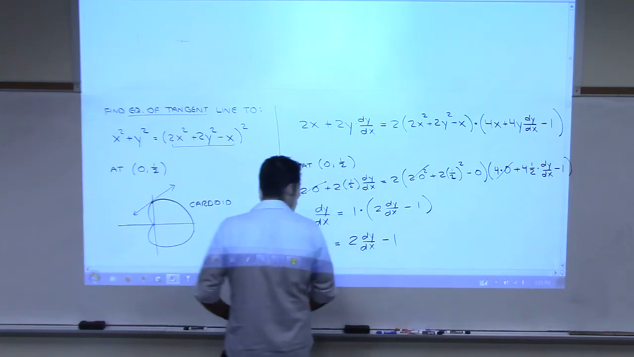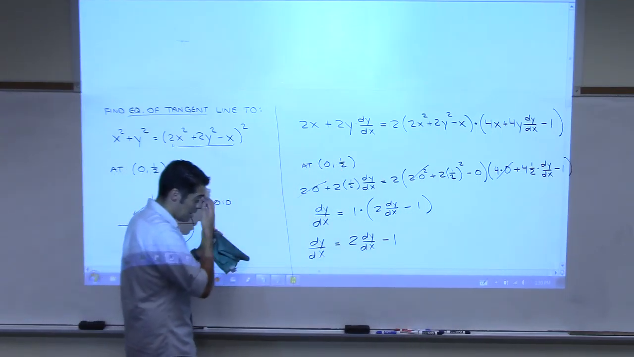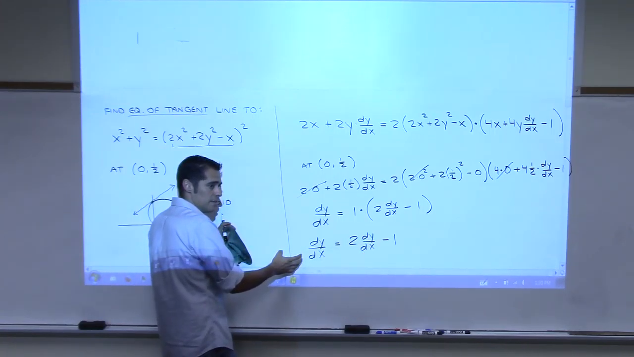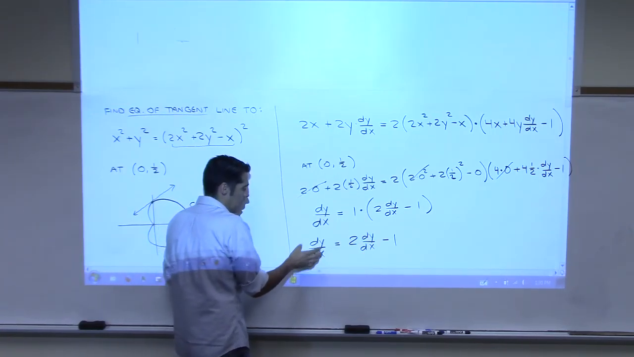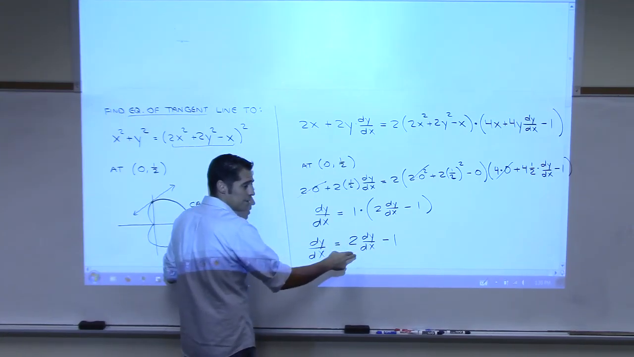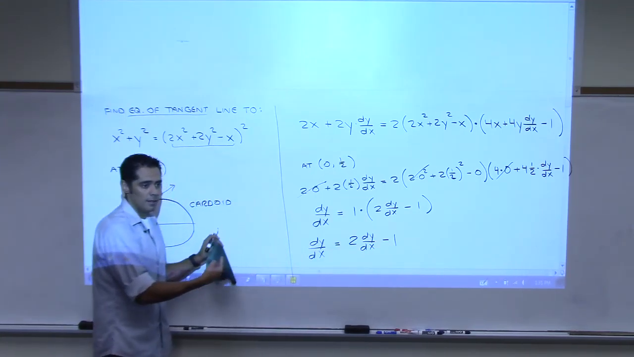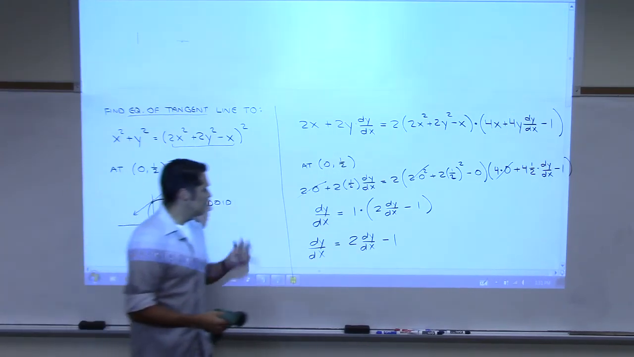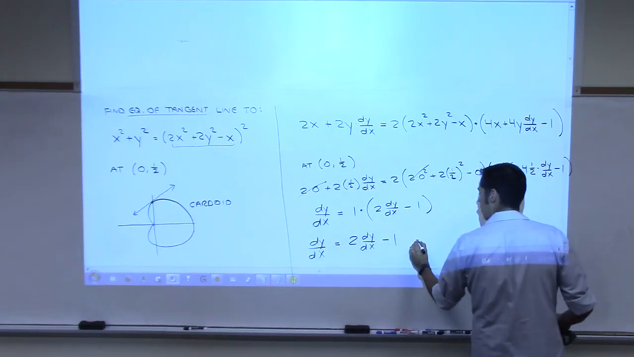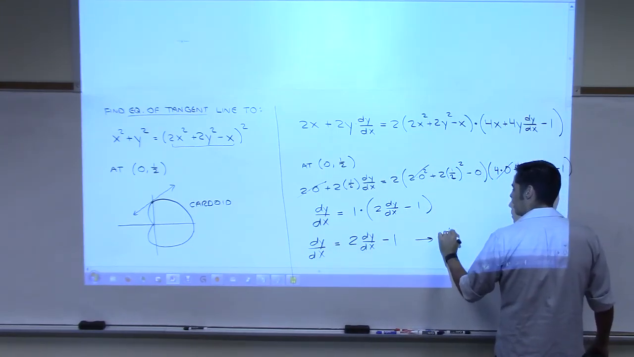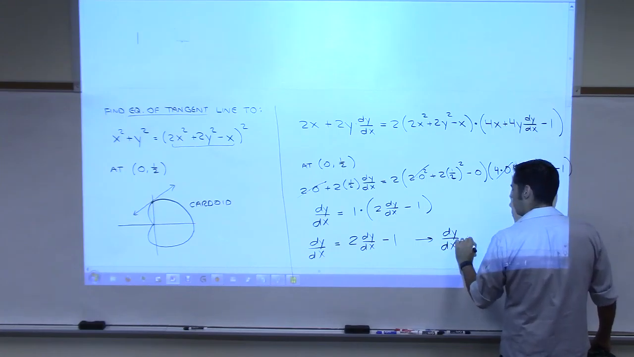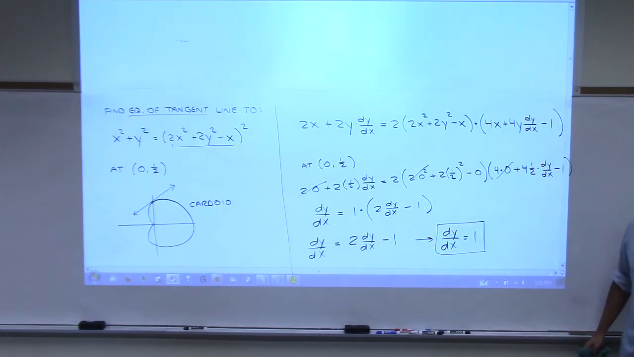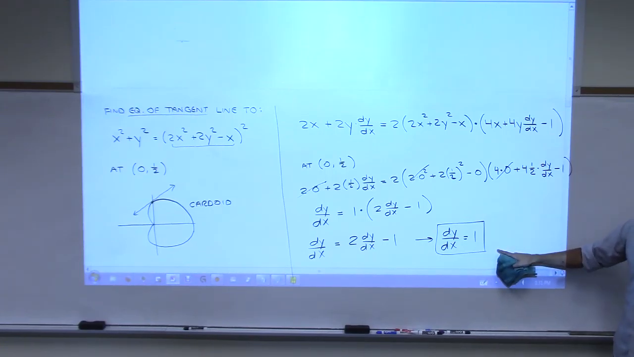So I guess what I'll do, this is really up to you which side you move it to. I could move it over here, right? Subtract 2 of them on both sides. Or I can move this one over and subtract 1 of them on both sides and then move the negative 1 to the other side. Either way, this is kind of just algebra at this point, right? Moving things around. So dy/dx equals 1. Right? Yeah. At (0, 1/2). That's the slope. This is just the slope of the tangent line.